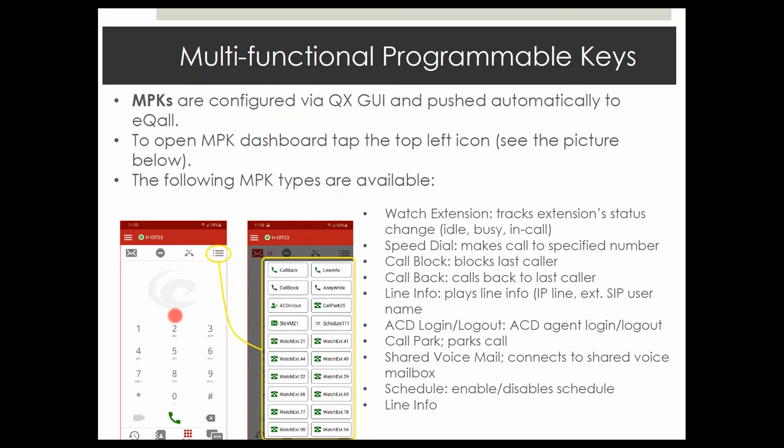You can also have line info, which is our star 74 code. When you do that on any IP phone, it tells you the extension, the IP line, the SIP number that you have on that device. You can do the same thing with a line info key.